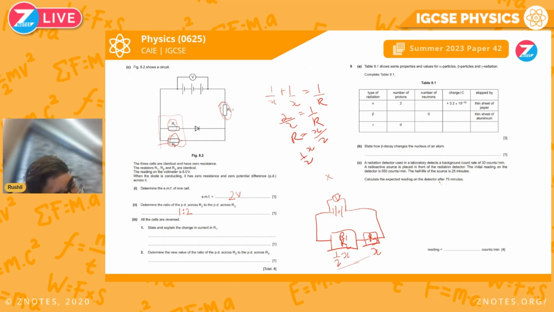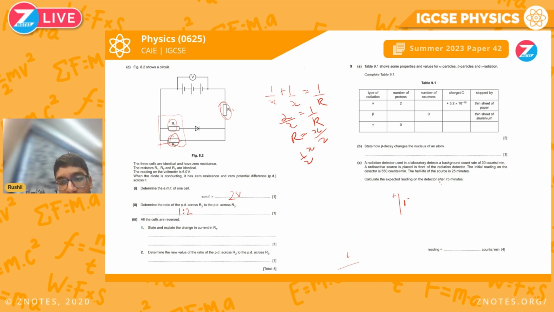Now all the cells are reversed. State and explain the change in current in R1. So we know that in a cell, the longer stick is positive and the shorter one is negative. And we also know that current moves from the positive through the circuit to the negative side. So if the cells are flipped, that means instead of going like this, the current will now go like this.